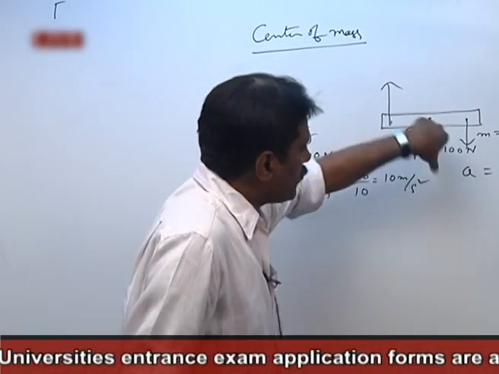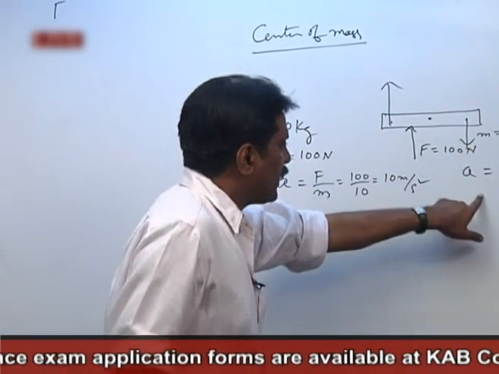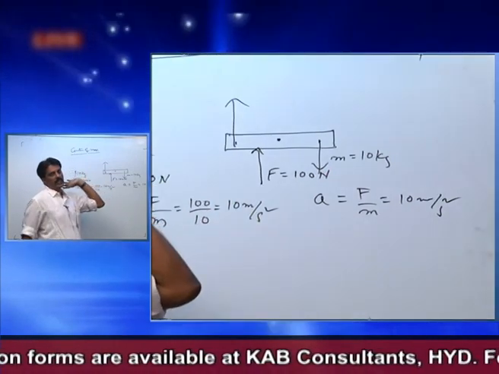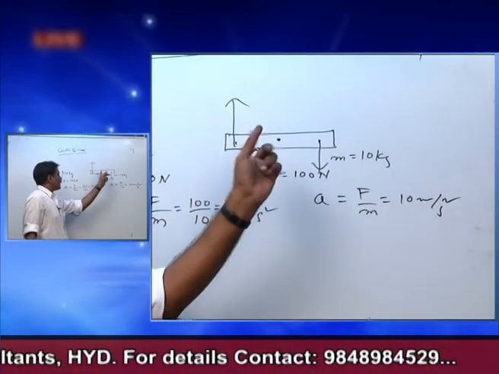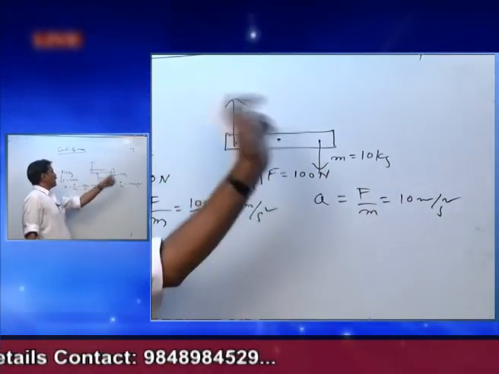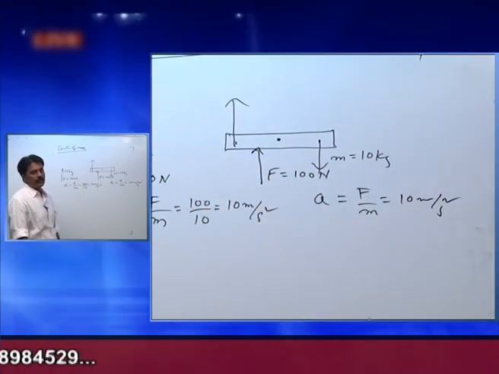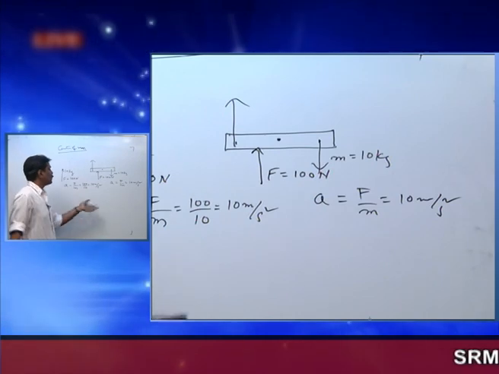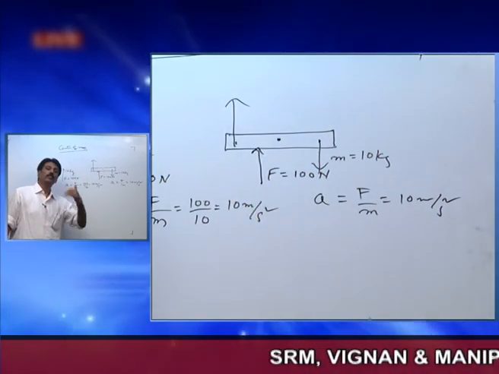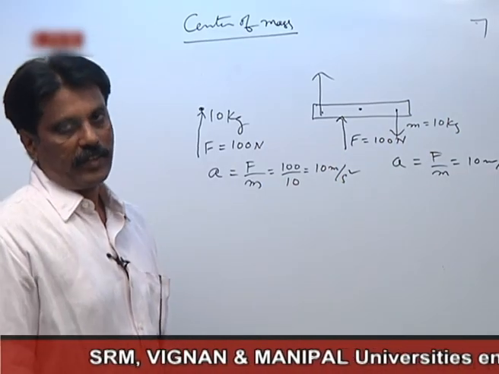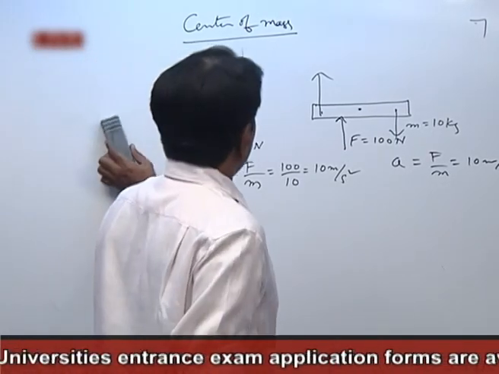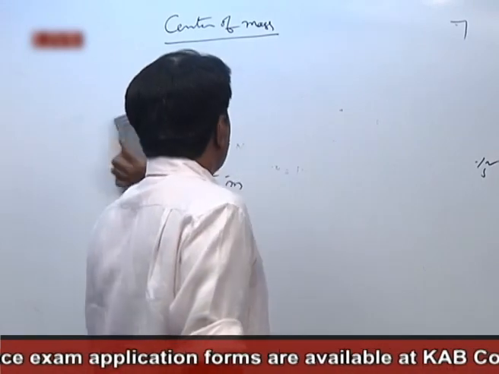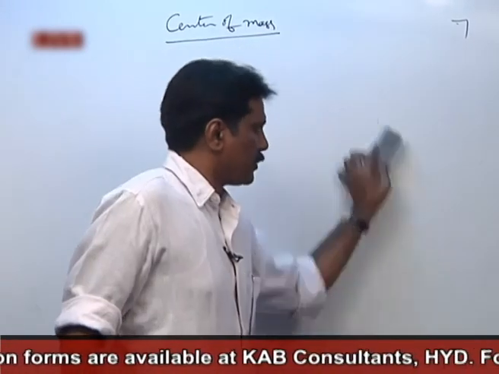So the whole mass of the body is 10 kg, but acceleration of center of mass is 10 meters per second square. That means you can easily see the center of mass is representing the total motion of the body. So that's why we always say that center of mass is a point where the total mass appears to be concentrated. Now let us go further and explore this topic which is very interesting and easy.